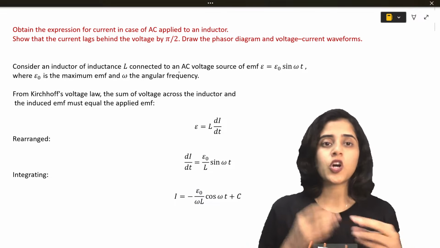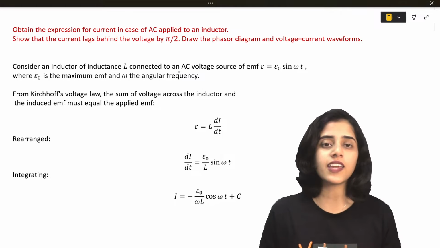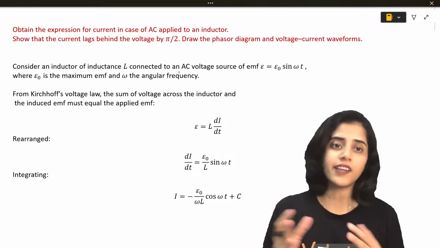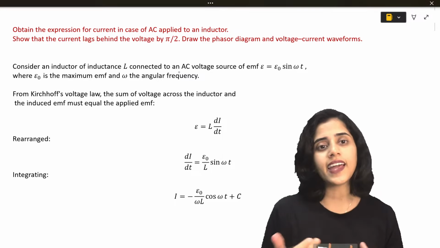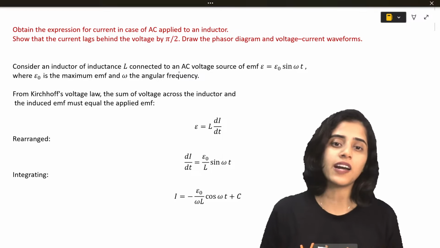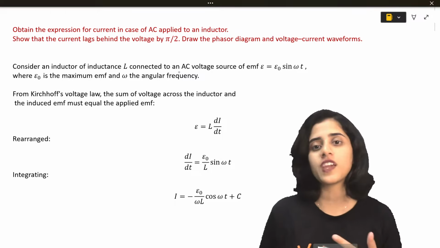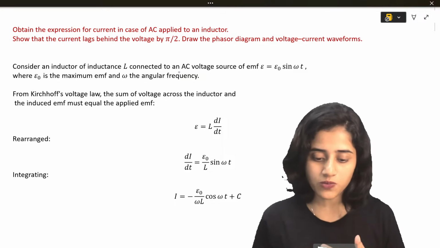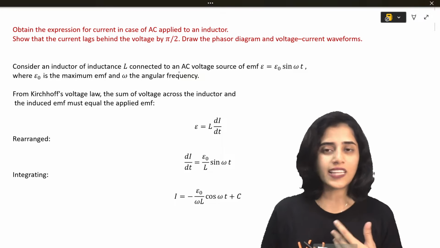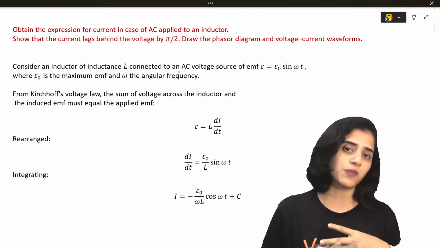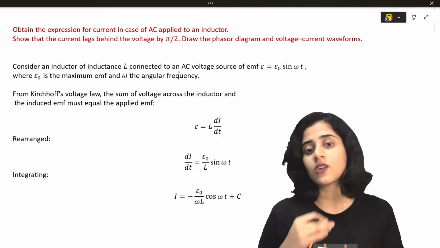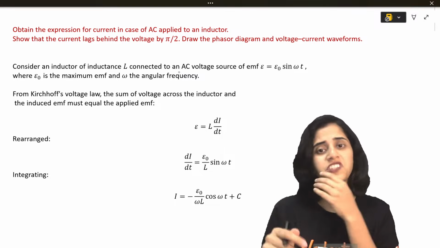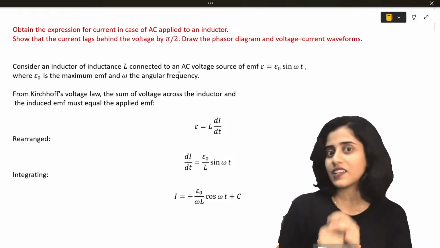Next question. Obtain expression for current in case of AC applied to an inductor. Show that current lags behind the voltage by pi by 2. Draw the phasor diagram and voltage current waveforms. I think a lot of you don't like this chapter, but this is a very easy chapter. I don't have the time right now to explain this chapter in detail, but I'll definitely do a video on that which will help you for your exam.